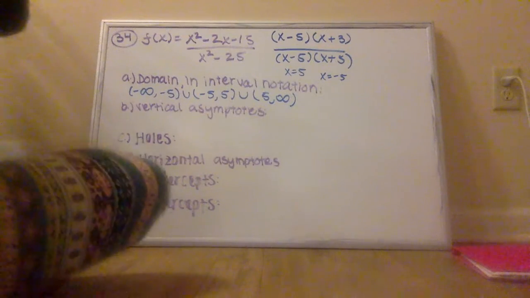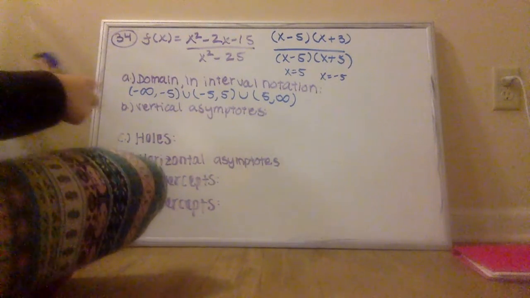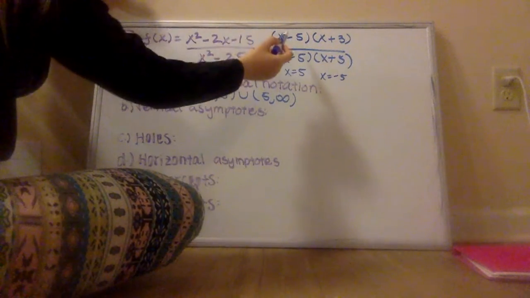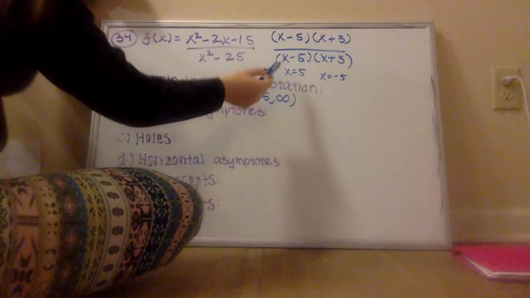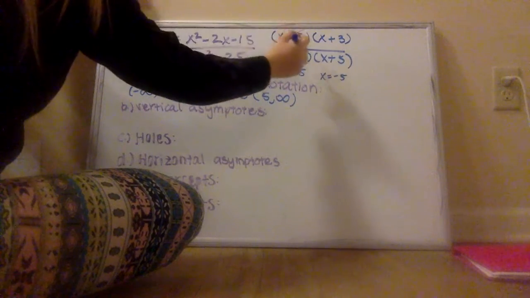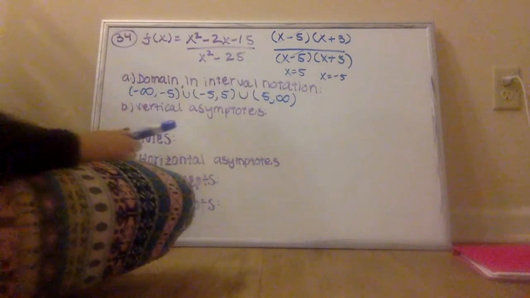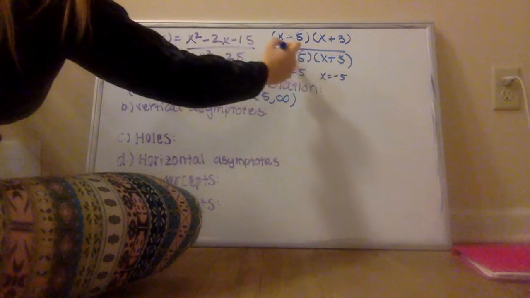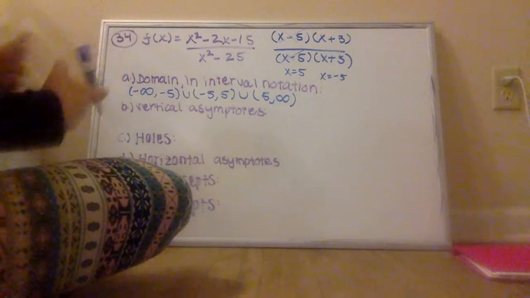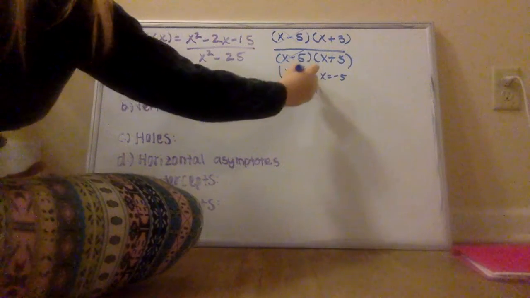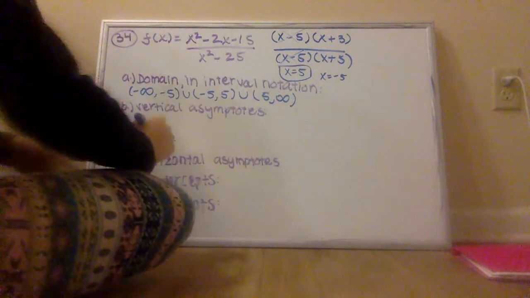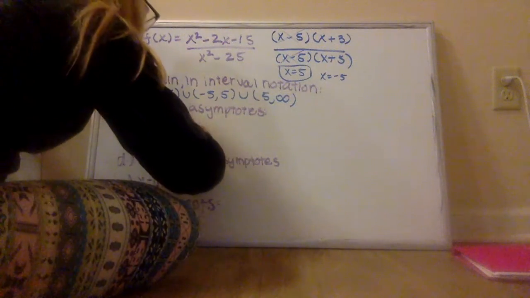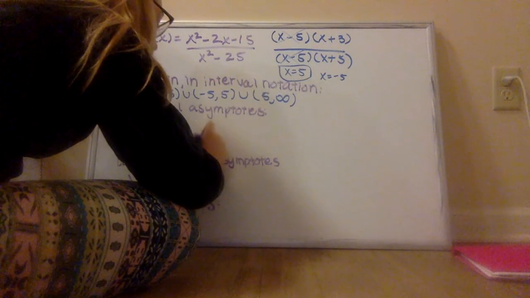Alright, and then for our vertical asymptotes, I'm actually going to start with our holes first, because we see here that we have an x minus 5 in the top and an x minus 5 in the denominator, so those are going to cancel, which means that we have a hole at x is equal to 5. You use what was set equal to when you set x minus 5 equal to 0, which gives us x is equal to 5. So there's not going to be a vertical asymptote at x equal to 5. We have a hole because they canceled in the numerator and the denominator.